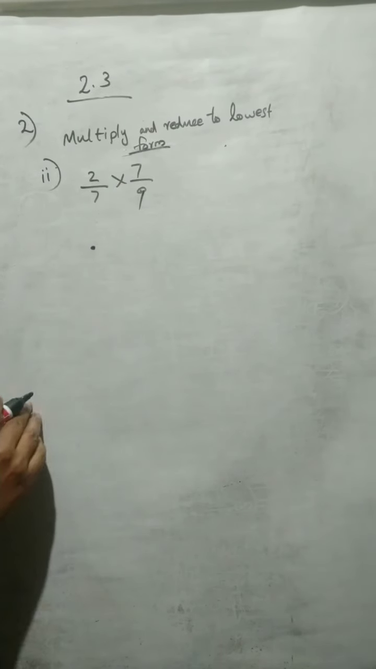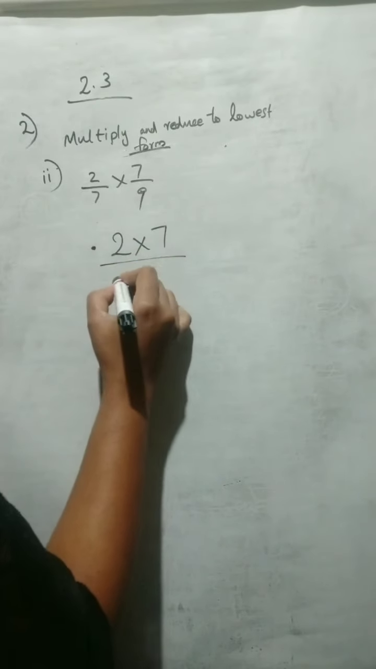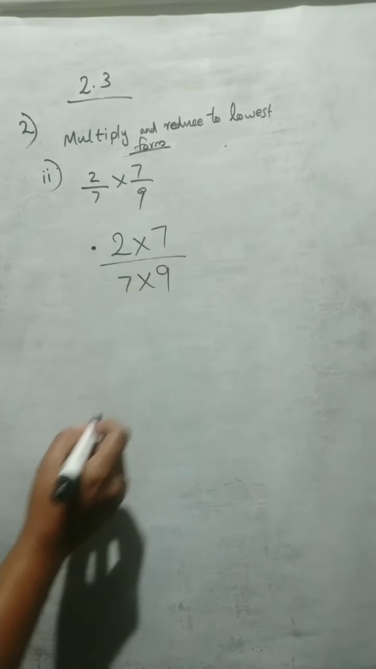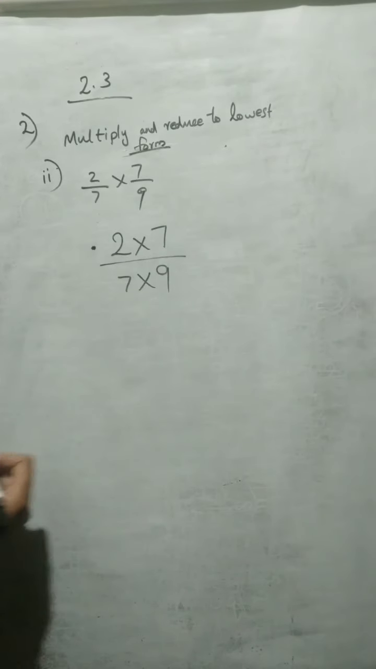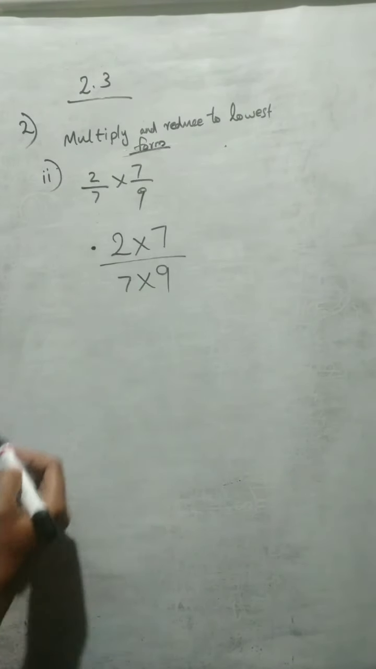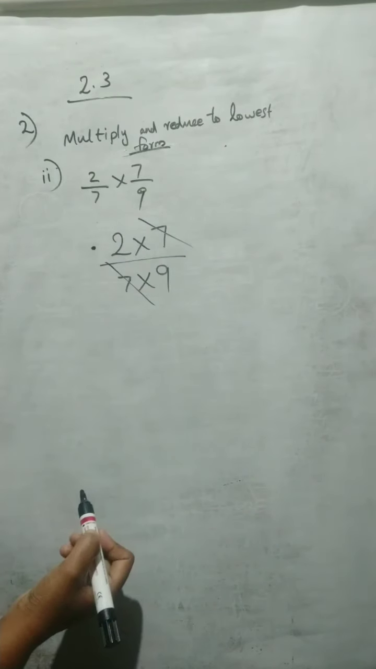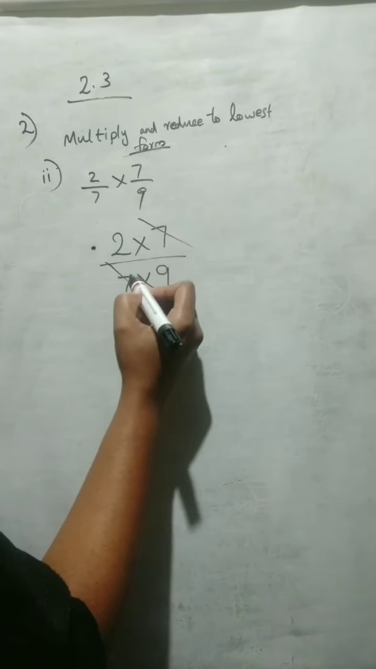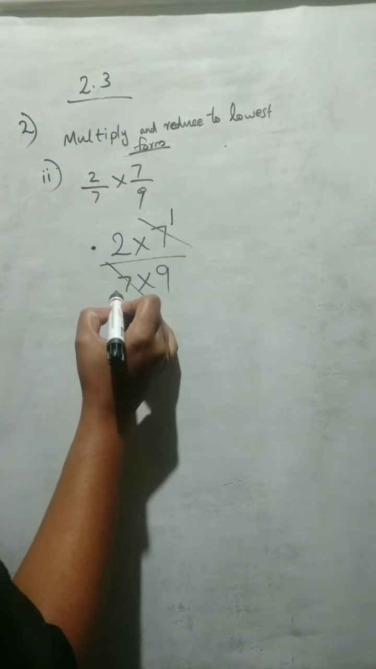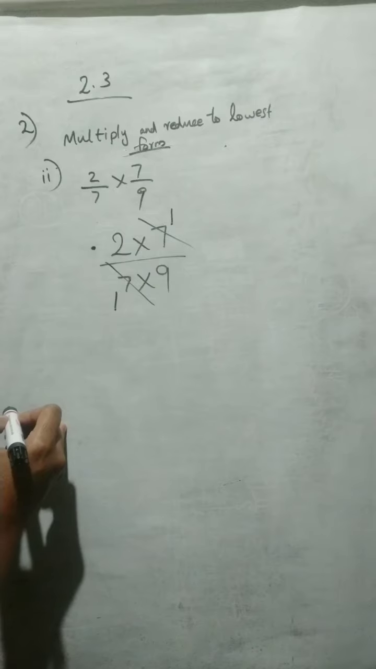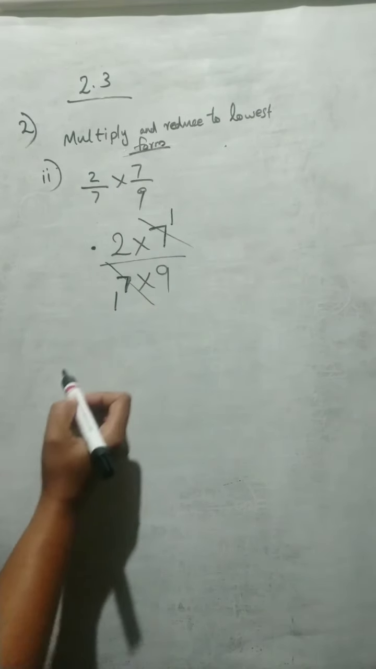Here we can do one thing. That is 2 multiplied by 7, 7 multiplied by 9. Here in this numerator 7 is there. Also in the denominator 1 7 is there. We can cut this 7 and this 7. So, in 7's table both 7s are there. So 1 7 is 7. Here also 1 7. Actually we are dividing this 7 and this 7 by 7.